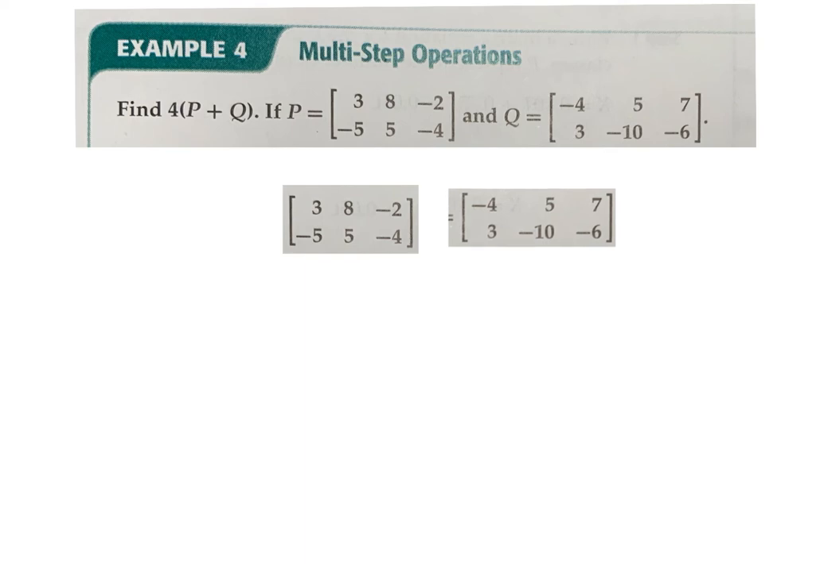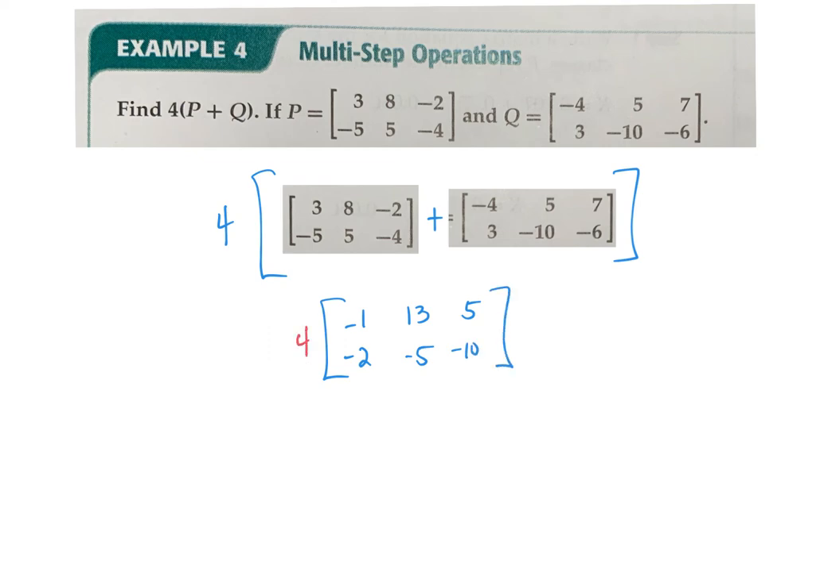All right, so you would want to add these. And then after you do that, you're going to do your 4. If not, you're going to have to distribute through, which I think is harder. So if you add first, you're going to get something like this, hopefully. All right, and then you're going to distribute your 4 through. All right, so basic order of operations apply.